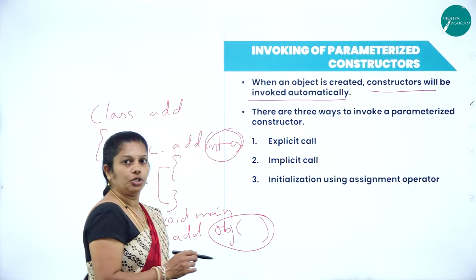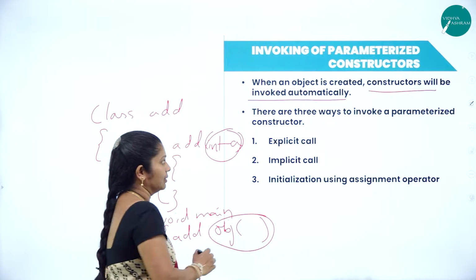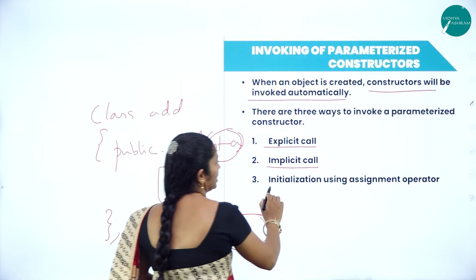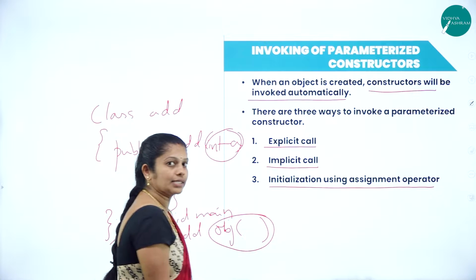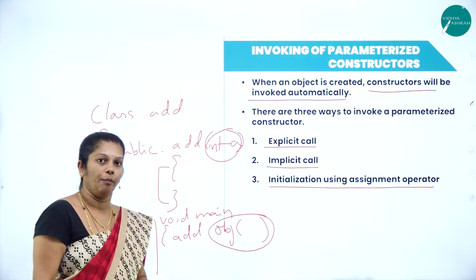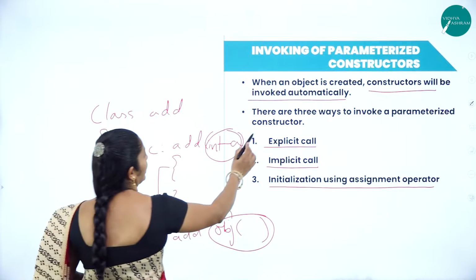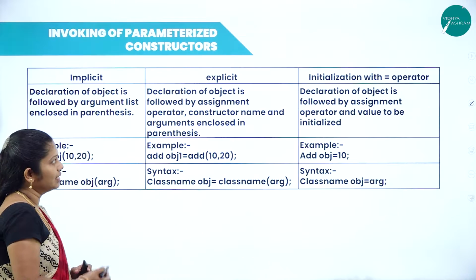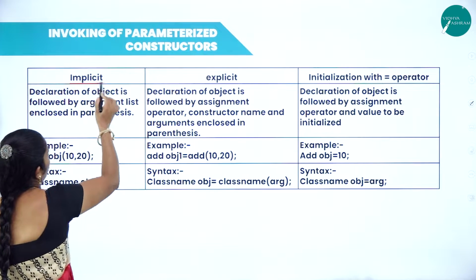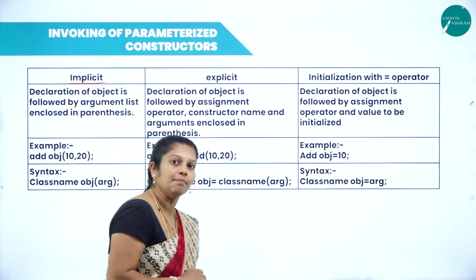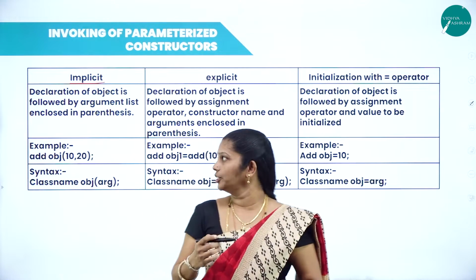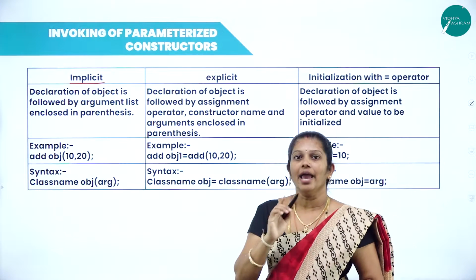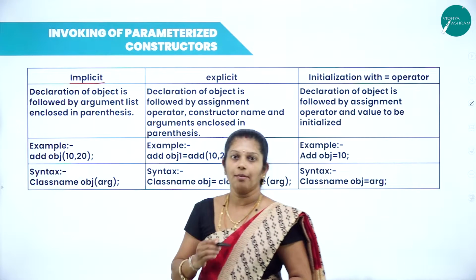There are three ways to invoke the parameterized constructor: explicit call, implicit call, and initialization at the time of declaration with the assignment operator. In three methods, we can call the parameterized constructor. Now, one by one we will discuss. First one, implicit call. What do you mean by implicit call? In implicit call, the declaration of object is followed by an argument list enclosed in a parenthesis. I am going to give an example.